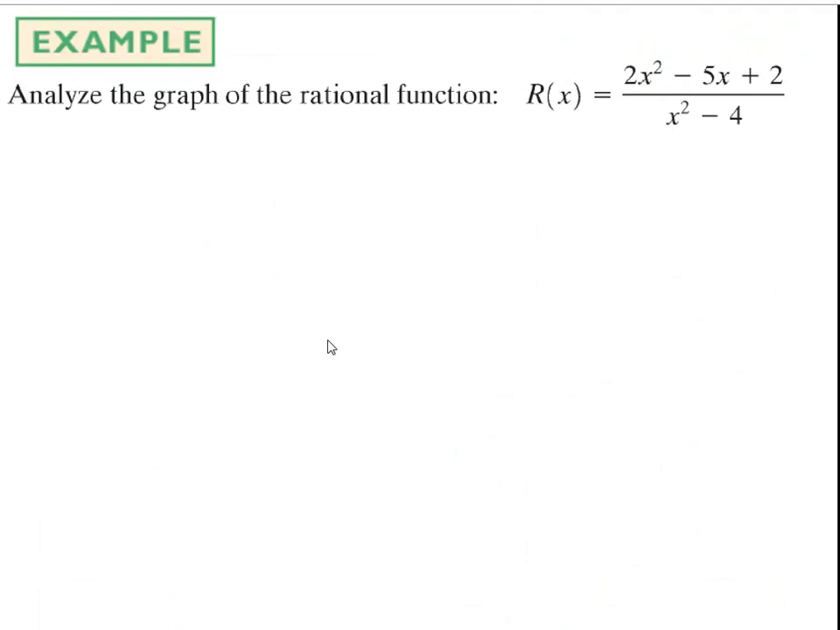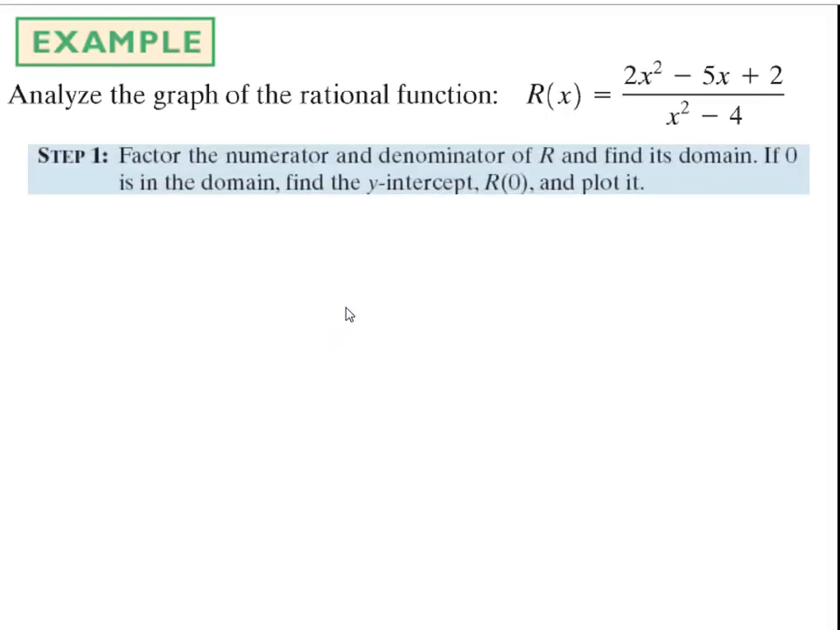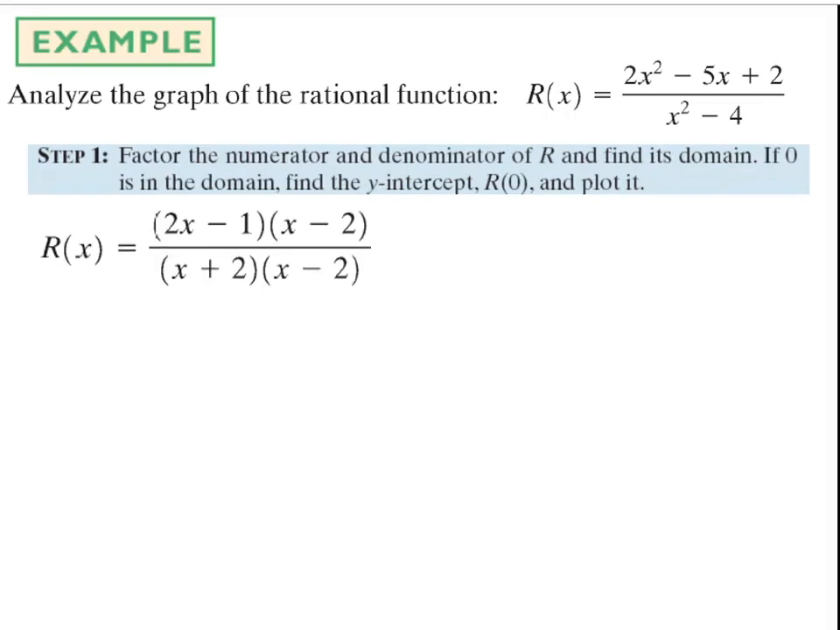All right, let's take a look at another example here. This one's a little bit more difficult. Suppose we want to analyze the graph of this rational function. So first thing we're going to do is factor the numerator and denominator, and plot the y-intercept. So that shows us that the domain can't include 2 and negative 2.